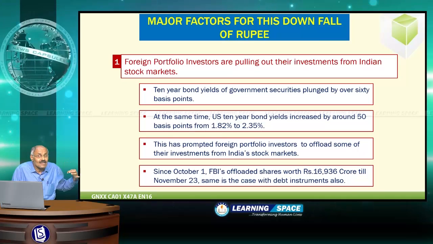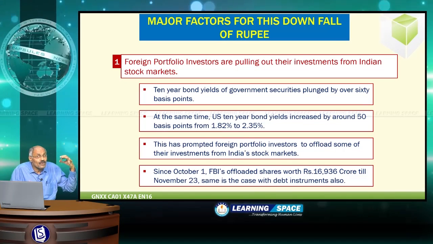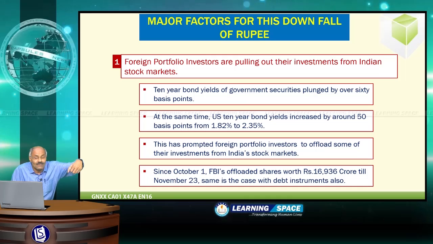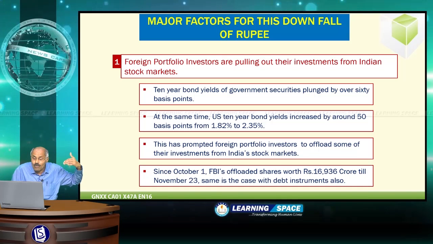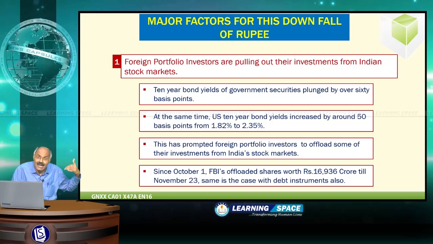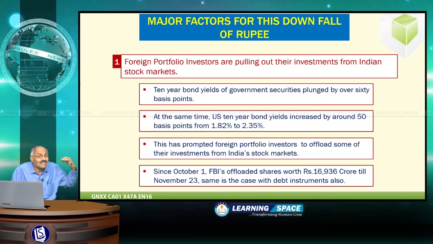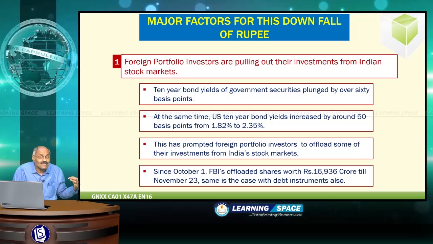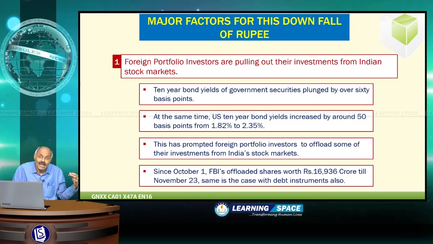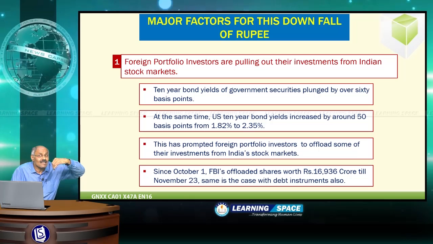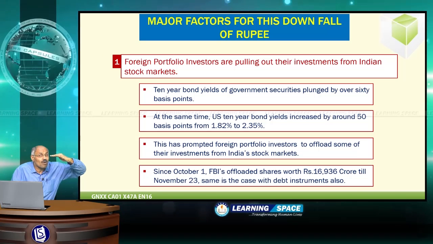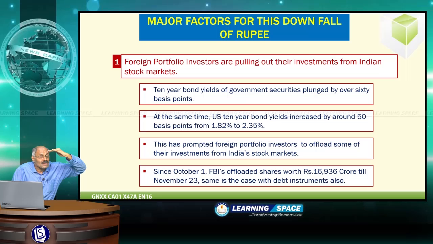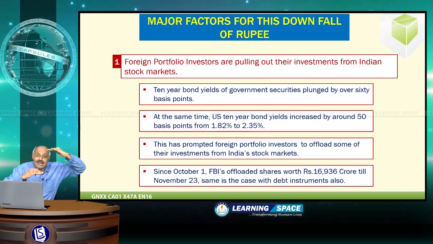I have listed 4 reasons. The first reason is foreign portfolio investors are pulling out their investments from Indian stock market. In fact, from October 1, foreign portfolio investors offloaded shares worth rupees around 17,000 crores from Indian stock market. What are the reasons? The main reasons are, in recent times, 10-year bond yields of government securities in India reduced by around 0.6%. In India, bond yields are reducing. At the same time, in United States of America, bond yields are increasing.